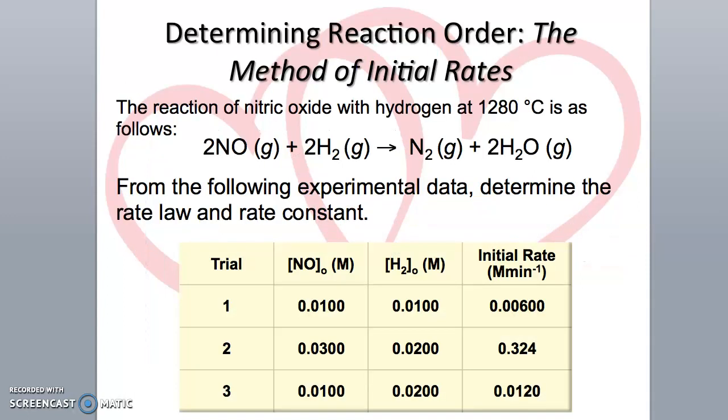This reaction has two reactants, so our rate law can be set up as rate equals k times the concentration of NO times the concentration of H2. The data table below shows concentrations of both reactants as well as the initial rate. We will use this data to determine the orders for each of the reactants to put into the rate law expression.